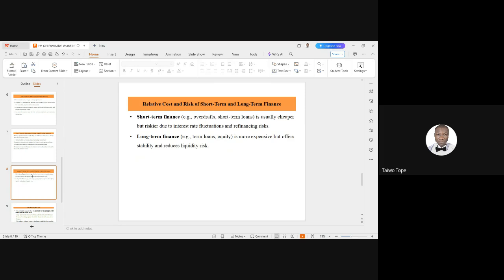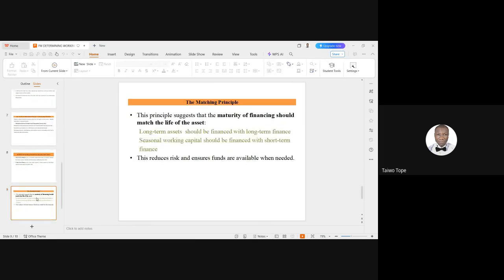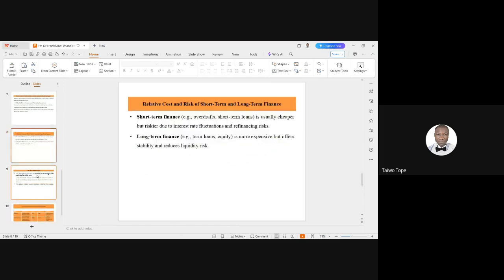So businesses typically use a mix of short-term and long-term funding. It depends on the nature of their current assets. So in this, we can look at the issue of permanent and fluctuating current assets as regards this.